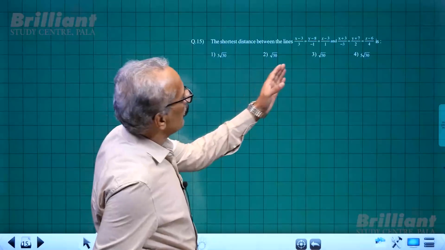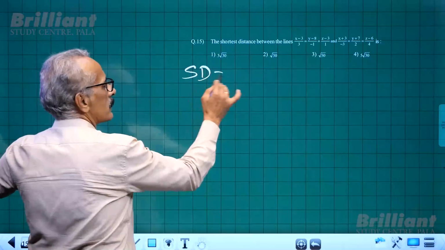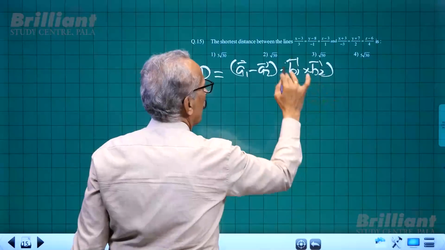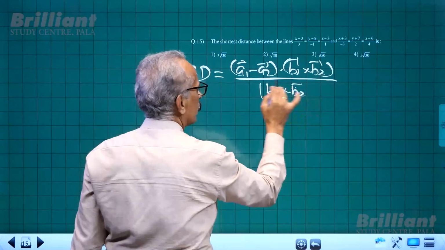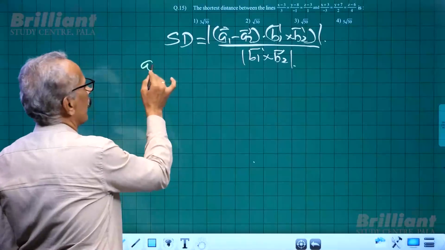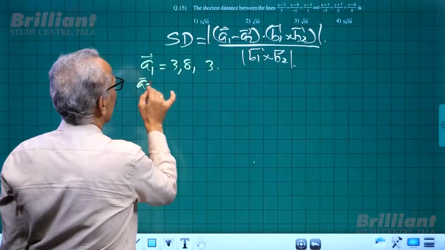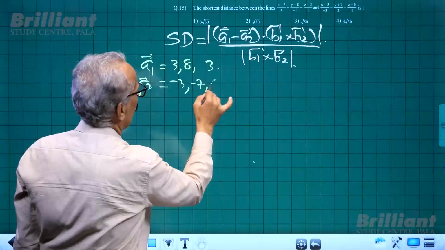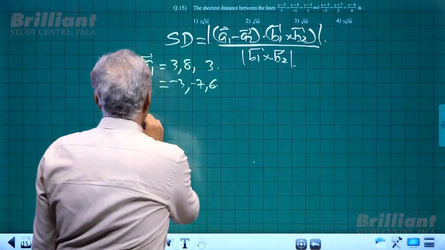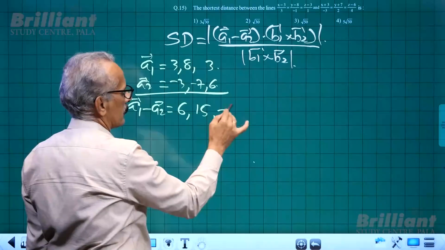The shortest distance between the lines. You know how to find the shortest distance? Exactly similar way. What is the formula for shortest distance? Modulus of A1 minus A2 dot B1 cross B2, whole divided by modulus of B1 cross B2. So you write systematically: what is your A1? 3, 8, 3. What's your A2? A2 is equal to minus 3, minus 7, 6. Then immediately you write A1 minus A2: 6, 15, minus 3.